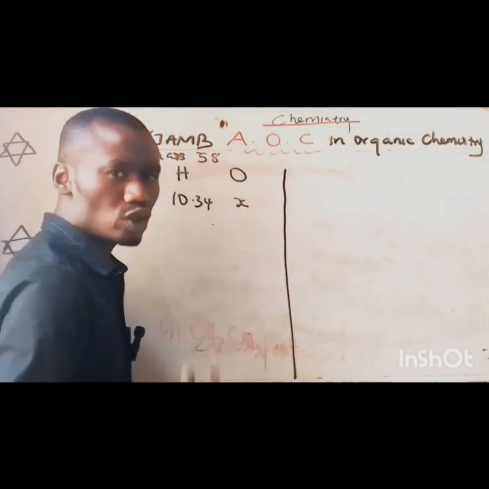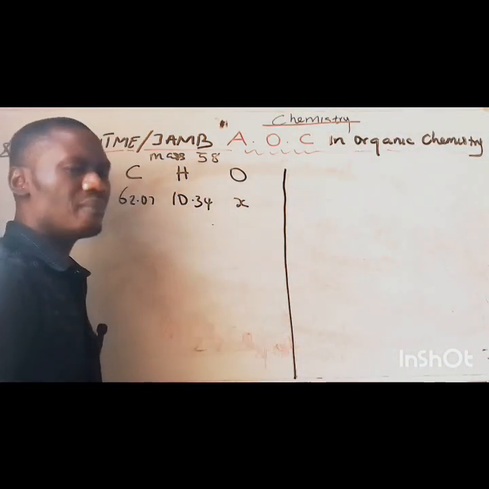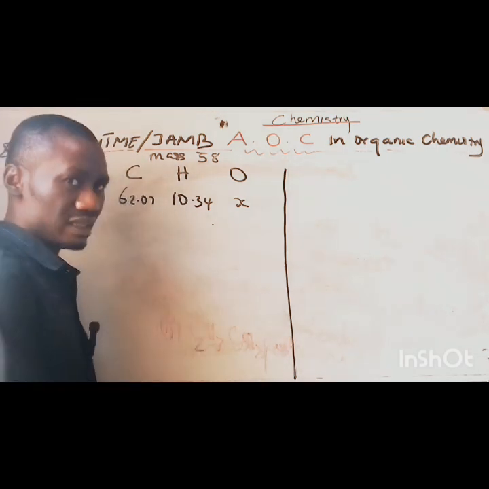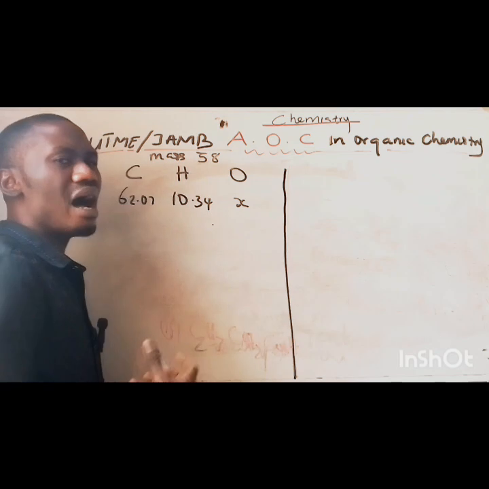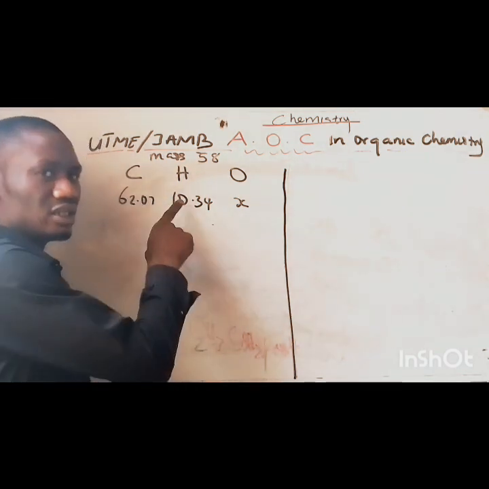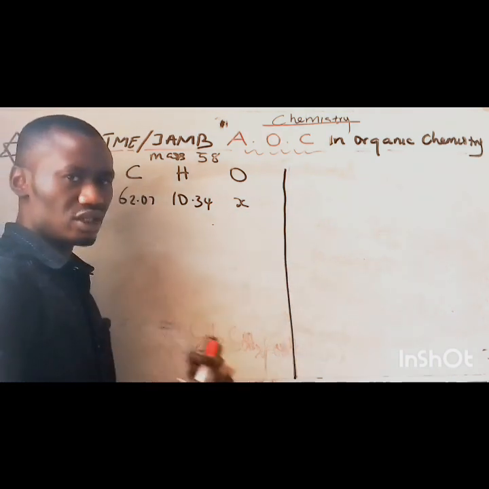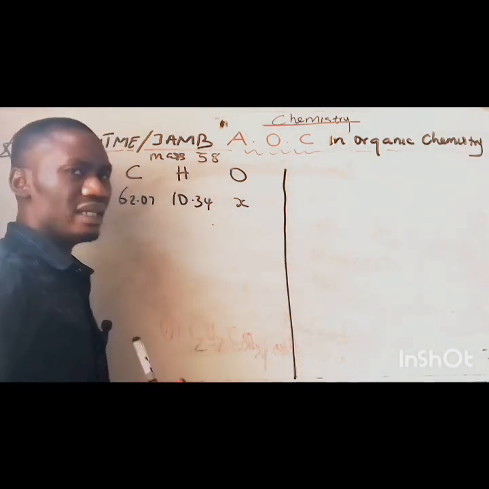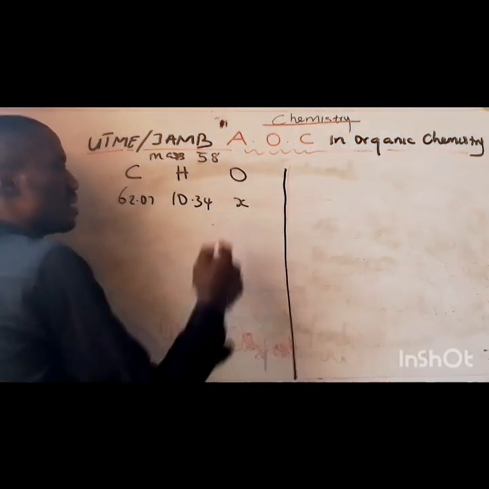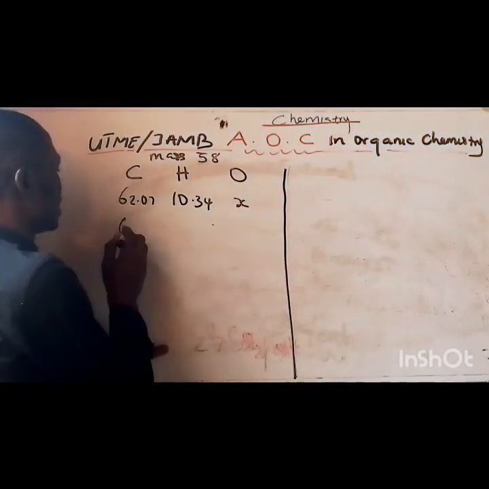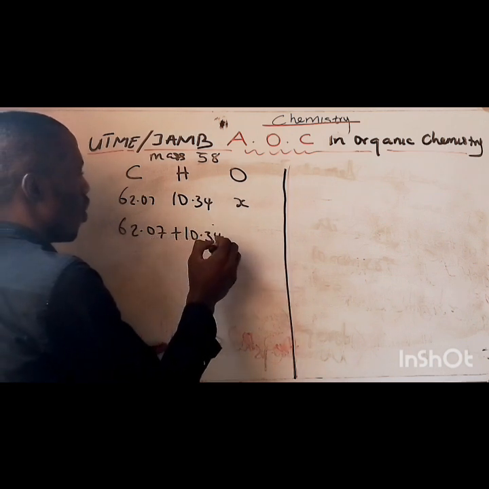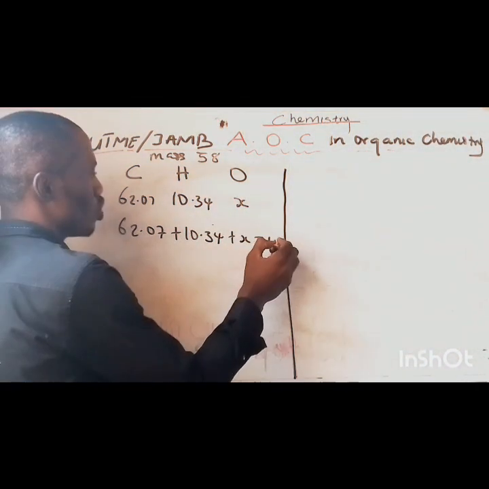Alright, let me give you the question. The question will look like this. Calculate the empirical formula and the molecular formula of an organic compound with the mass 58, that's on the board, having a carbon percentage of this, a hydrogen percentage of this, and the oxygen percentage is unknown. What are we finding? We are finding the empirical formula and the molecular formula. The first thing is to find the percentage of oxygen. Now, you need to know that 62.07 plus 10.34 plus X should be equal to 100.